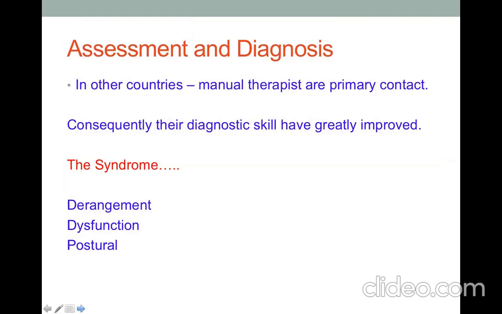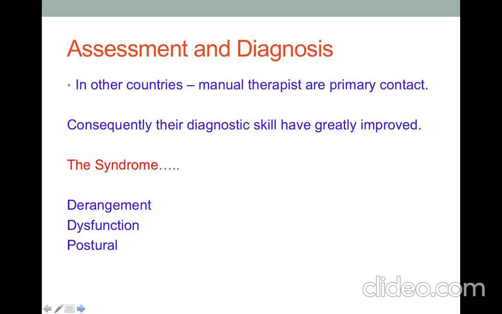Now, which are the major assessment tools and diagnostic criteria which the overall manual therapist and physical therapist approaches? In other countries, manual therapists are the primary contact person whenever you have any kind of issues with the lower back or any spinal issues. Consequently, their diagnostic skills have greatly improved over a period of time.